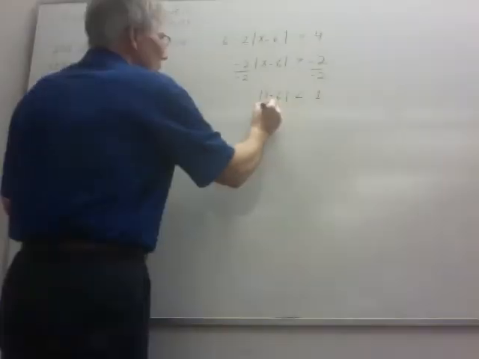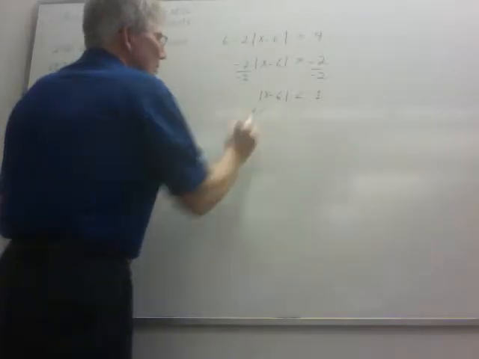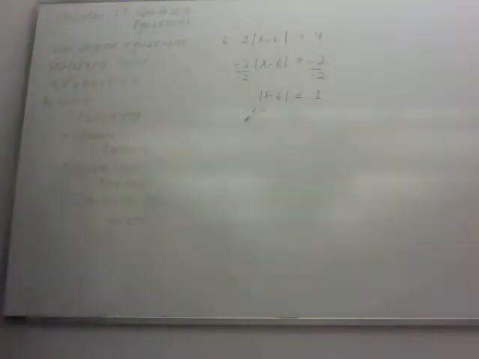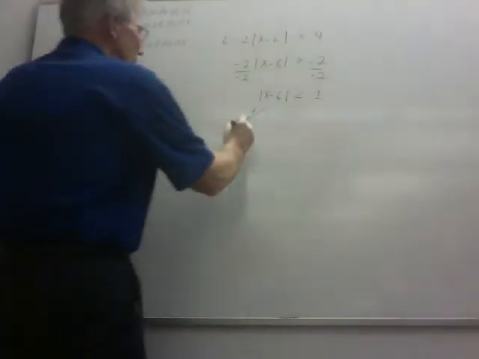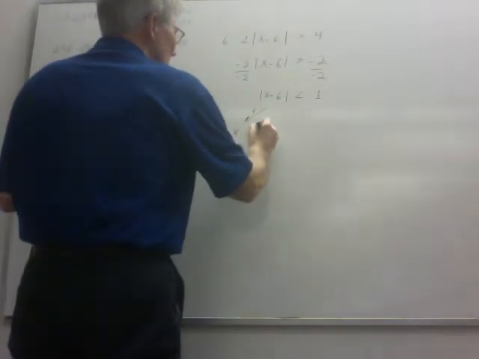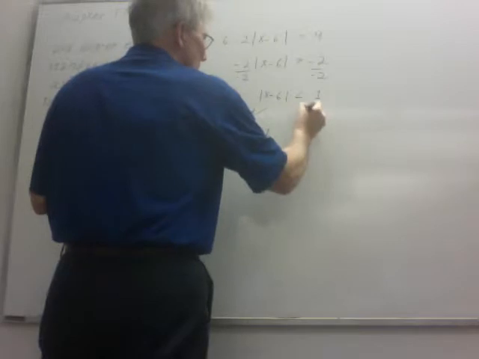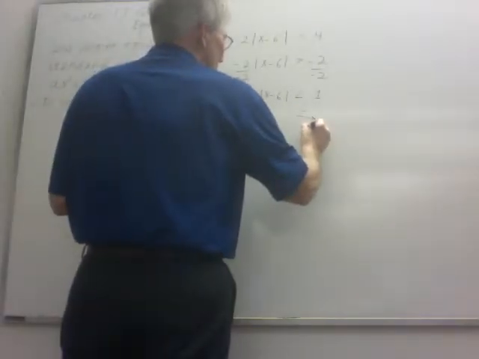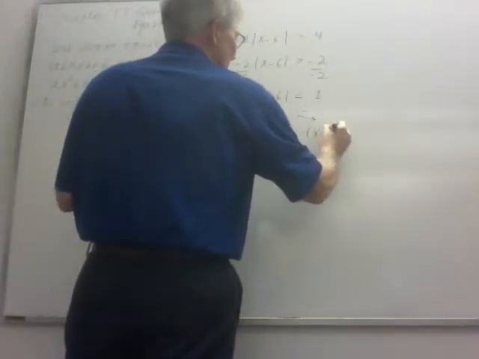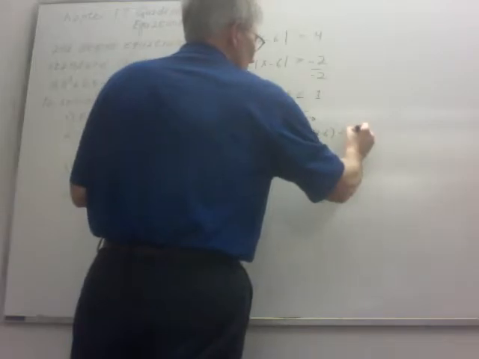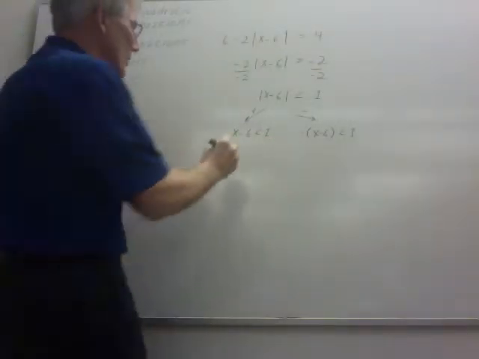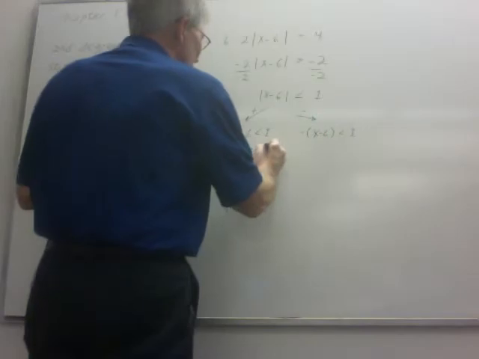I have the positive case, which is exactly the way that it is. I've got x minus 6 is less than 1. I have the opposite of that case, which is the opposite of x minus 6 is less than 1. So the procedure is exactly the same. Over here, I'm going to go ahead and add 6. So I get x is less than 7.